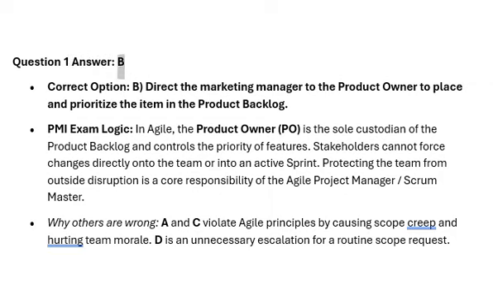Question 1 answer. B. Correct option. B. Direct the marketing manager to the product owner to place and prioritize the item in the product backlog. PMI exam logic. In Agile, the product owner, PO, is the sole custodian of the product backlog and controls the priority of features. Stakeholders cannot force changes directly onto the team or into an active sprint. Protecting the team from outside disruption is a core responsibility of the Agile project manager/Scrum Master.